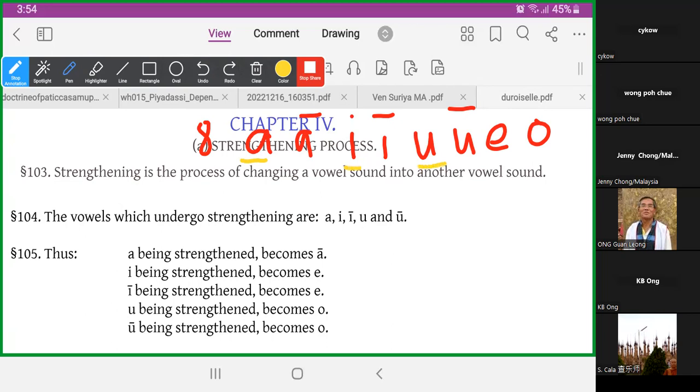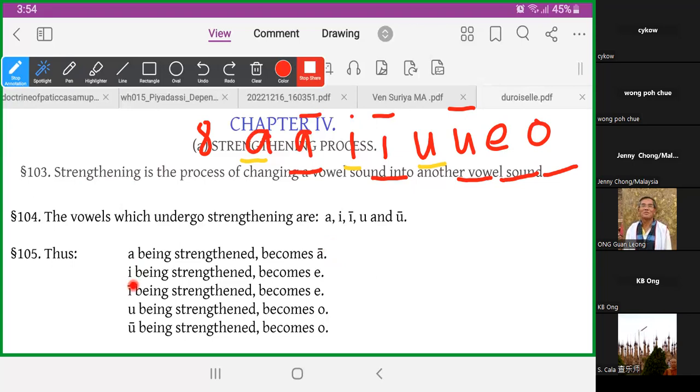How many long vowels? A, I, U, E, O. Okay. So here you have to think about it now. After you remember the vowels, you remember the first one. Okay. A is a short one. Short vowel A, when strengthened, means it becomes long A, right? So easy. A becomes A, right? Okay, this is easy for you to understand.